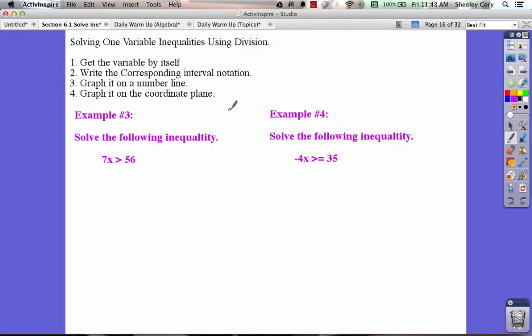All right, let's talk about division now. So we did multiplication. Let's talk about division. Nothing changes now. We got 7x greater than 56. We're going to divide by 7 on both sides. So x is greater than 8.